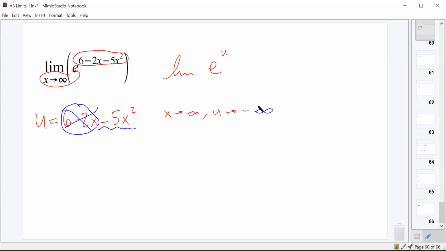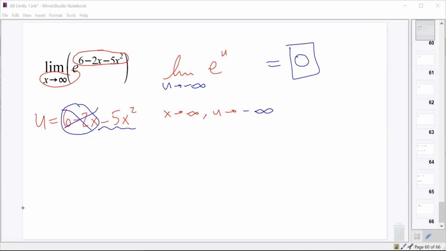Yes. All right, so this then becomes the limit as u approaches negative infinity of e to the u, which is 0. Exactly.